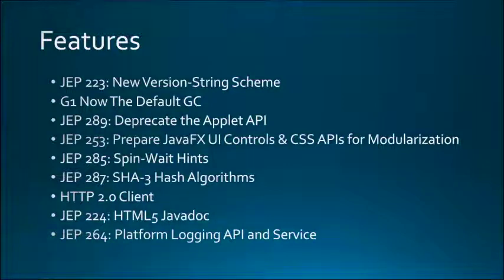We're also going to take a deeper look at the deprecation of the Applet API, which I briefly mentioned in the JavaOne presentation. We're going to look at some highlights of the JavaFX and CSS APIs they've introduced. Since everything with Java 9 is now modules and Jigsaw, JavaFX had to adapt and become modular. They did that for both the UI controls and the CSS APIs. They've separated the layers, and they've now also added a spin and wait hint to help with threading.